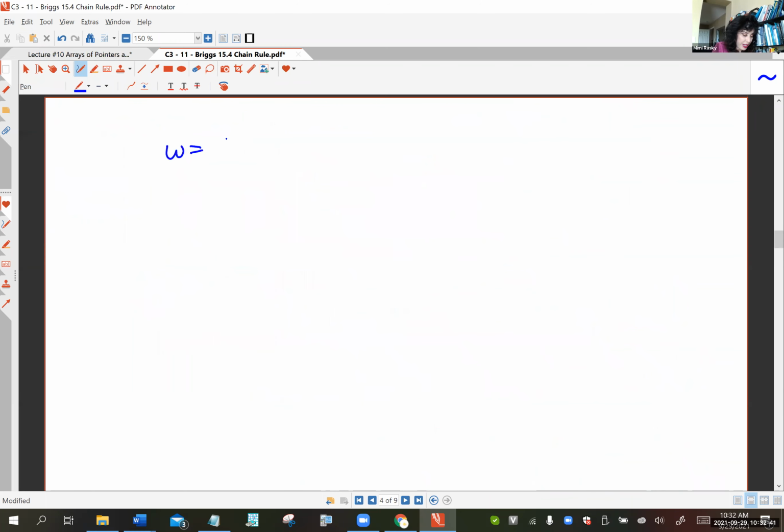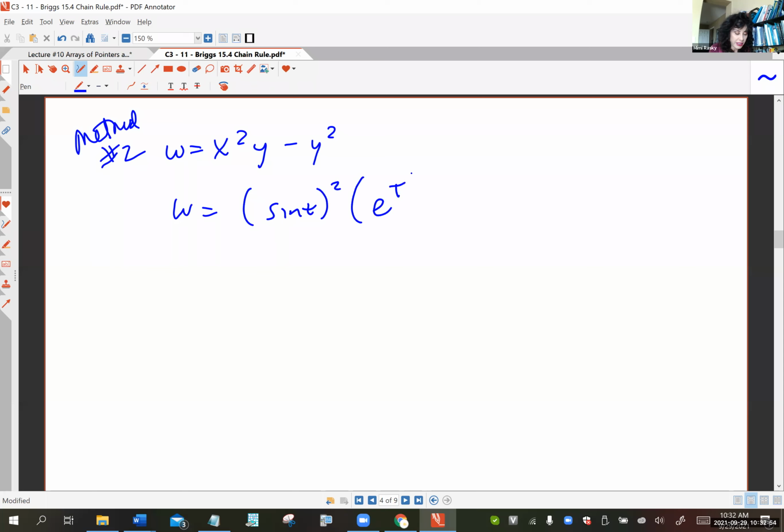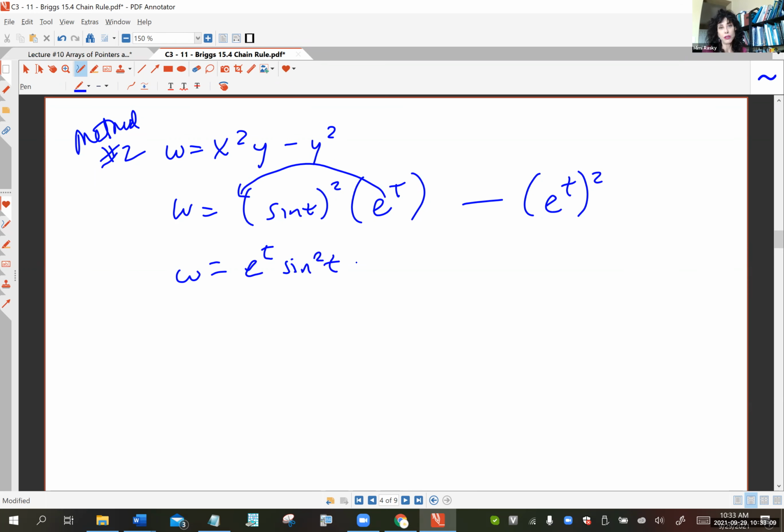So here's our W right now. It's x squared y minus y squared. So we're going to use method 2 here. We're going to just substitute. So your W is going to be sine t squared times y, but that's e to the t, minus y squared. And I'm going to rewrite this so it's a little bit prettier. I'm going to put the exponential in front of the trig because that's more standard. And keep in mind, I do appreciate when you follow standards in your work. And e to the t squared is just e to the 2t.